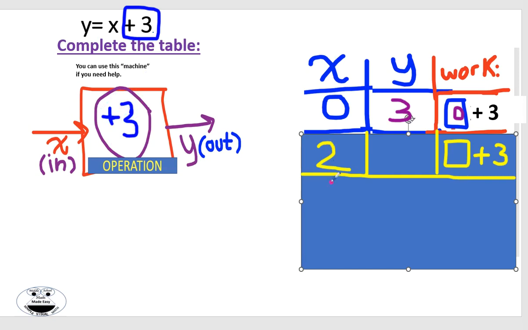So what is x? X for this row in yellow is 2. So we put it into the machine. 2, and the machine says add 3. 2 plus 3 is 5. And we're going to write 5 here. But I'm first going to show you another way to do this.